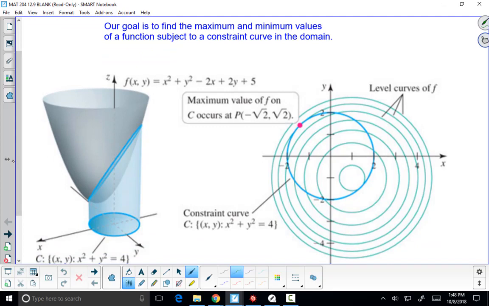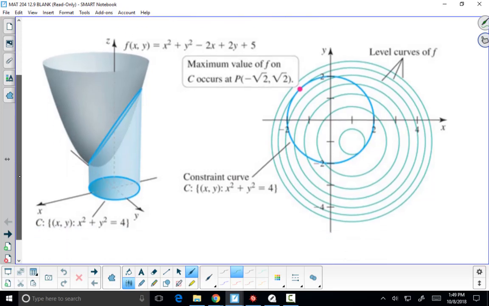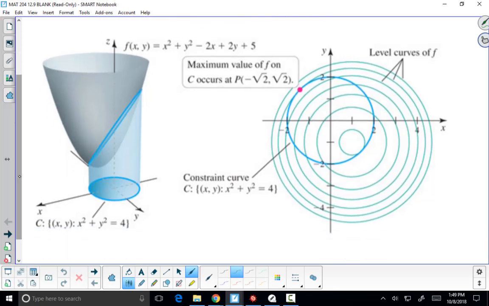Okay, so our goal is to find the max and min values of a function subject to a constraint. This is very similar to that roller coaster one we looked at, where we've got a paraboloid and we've got a curve in the xy plane, and that curve projects up onto the surface. So we've got this ellipse up on the surface, and we can clearly see that there's a max and we can clearly see there's a min.